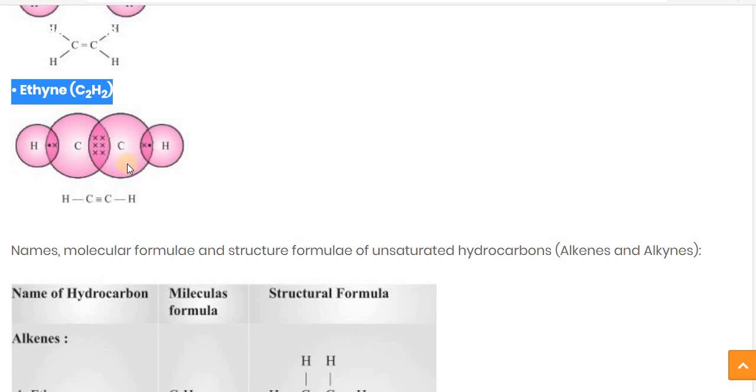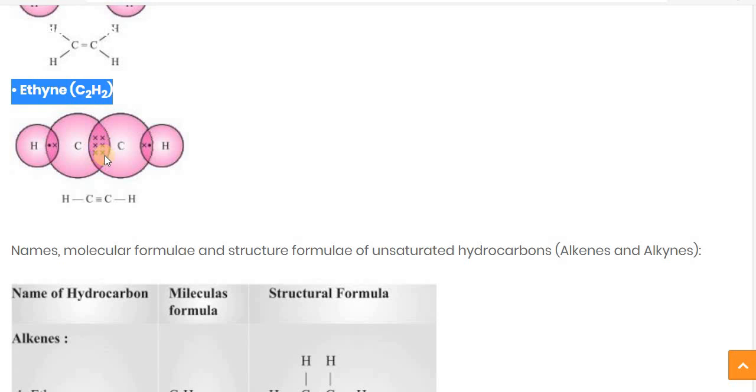Here you can see that between the two carbon atoms there are 3 pairs of electrons shared, 1, 2 and 3. Due to that, a triple bond formation occurs. So it is also an example of an unsaturated hydrocarbon, and due to the triple bond the suffix yne is used, and the formula of ethyne is C2H2.